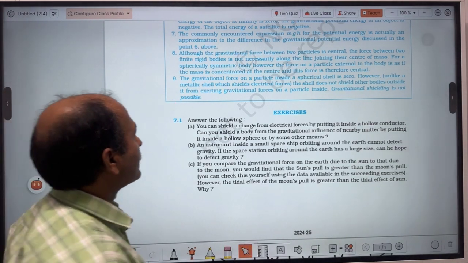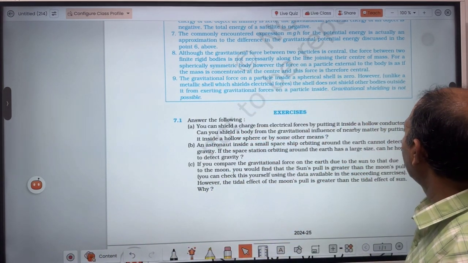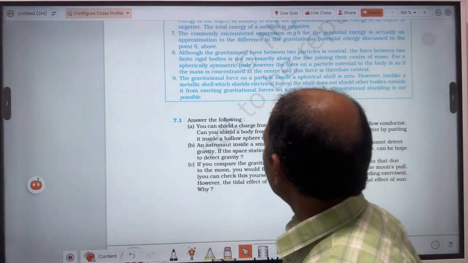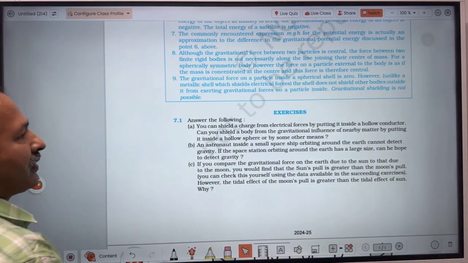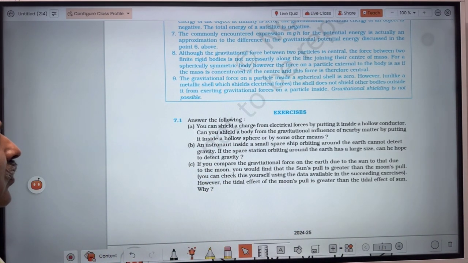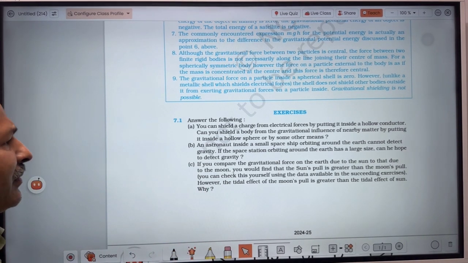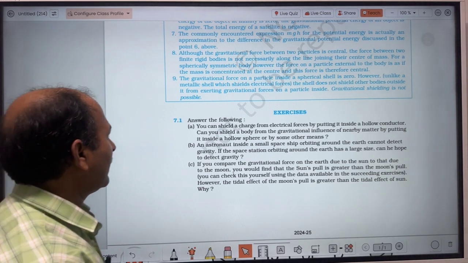Second question. An astronaut inside a small spaceship orbiting around the Earth cannot detect gravity. If the space station orbiting around the Earth has a large size, can he hope to detect gravity? Of course, if size will be large, in that case there must be some gravity.